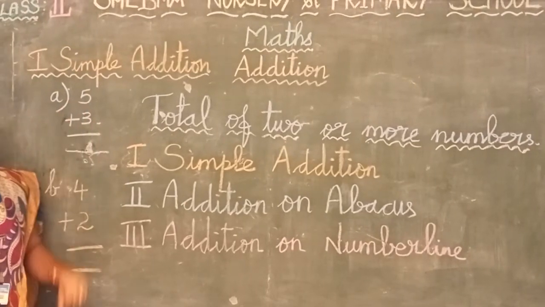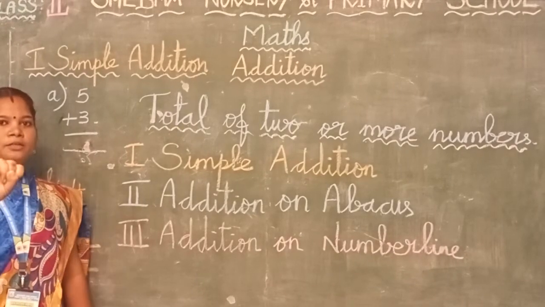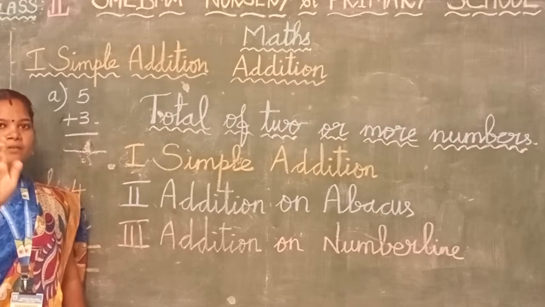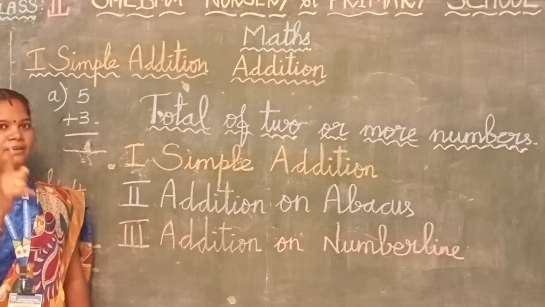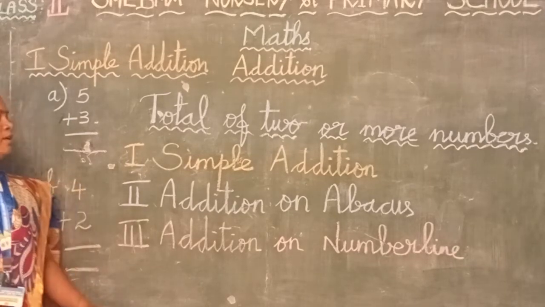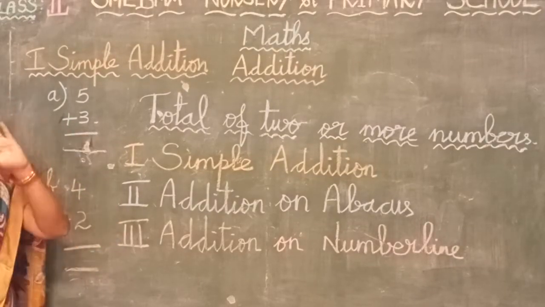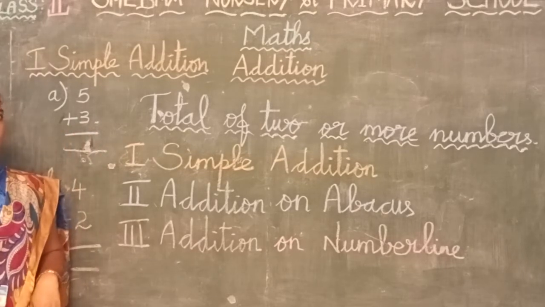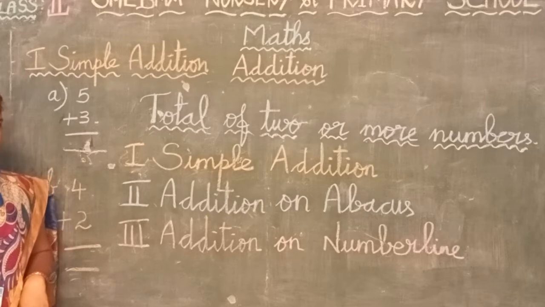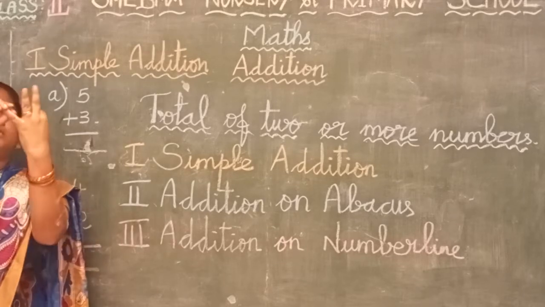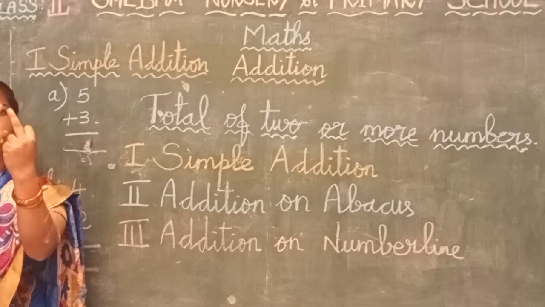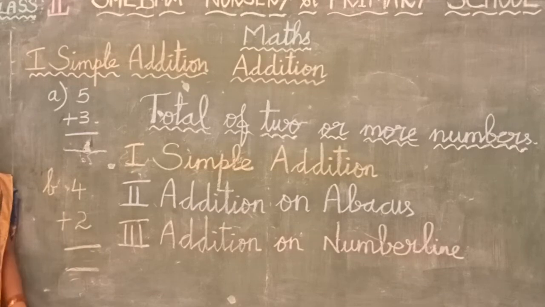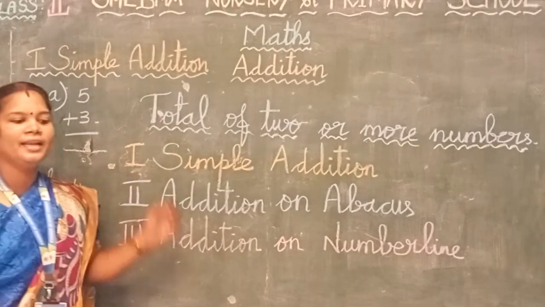5 plus 3. Count the 5 numbers. 1, 2, 3, 4, 5. 5 in the mind. Next number 3. 5 in the mind, 5 after: 6, 7, 8. Very good, children. Your answer is 8. Write the number 8.